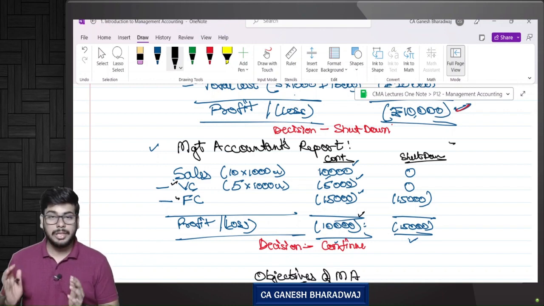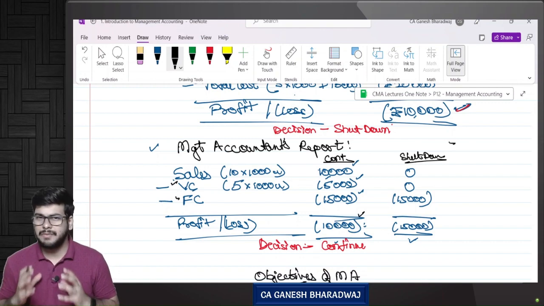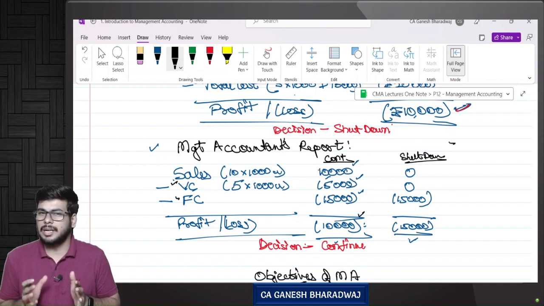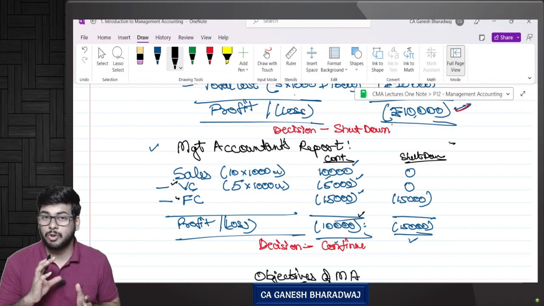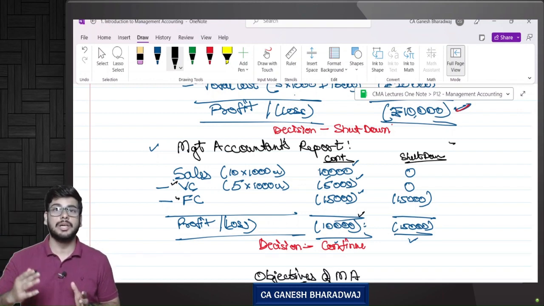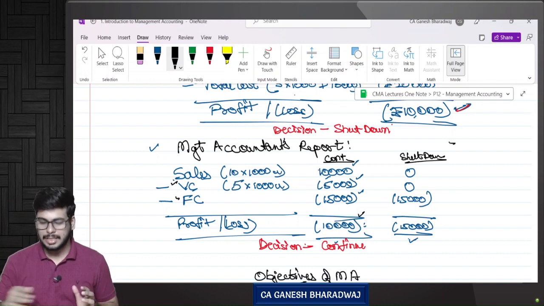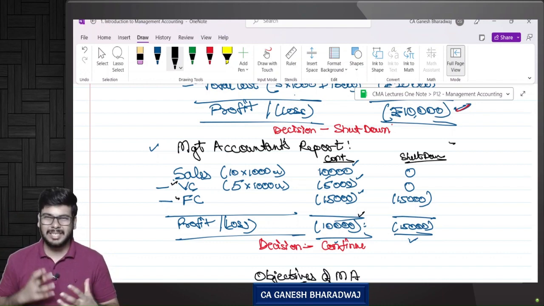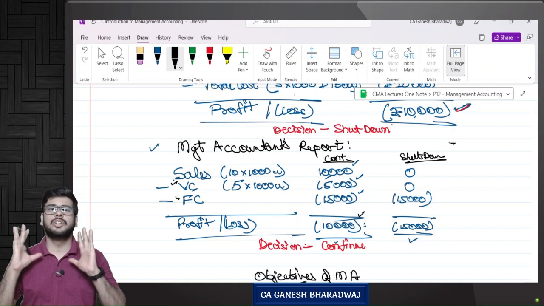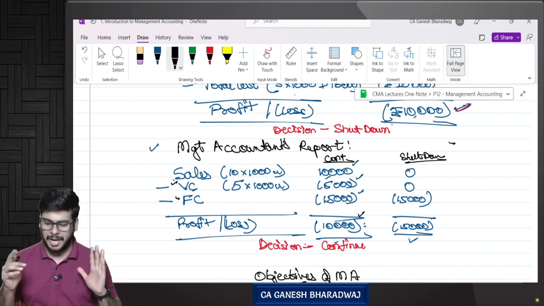Correct? So all these things, costing and management data, CMA data and all, are at times confidential data that should not be revealed. In certain cases it should not be revealed to the outside world. Are you clear with this? Are you all clear with this? So that's about a proper introduction to this particular subject called management accounting.